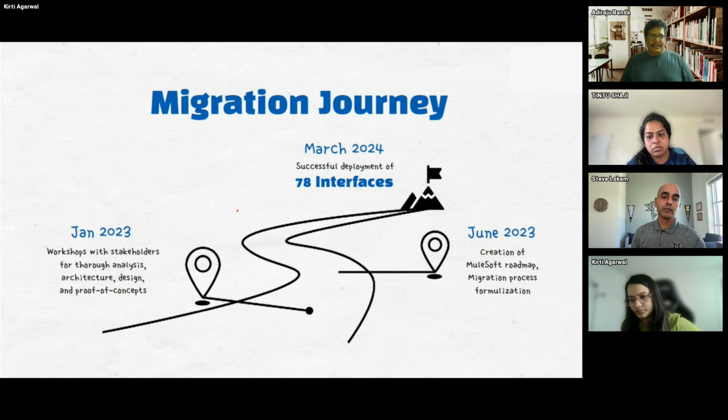Once we started in June 2023, till March 2024 we were able to successfully move 78 interfaces into production with various tools and connectors that are available on the MuleSoft platform. We're still continuing to do this, and there are bigger and better things in future for the customer. Next slide.